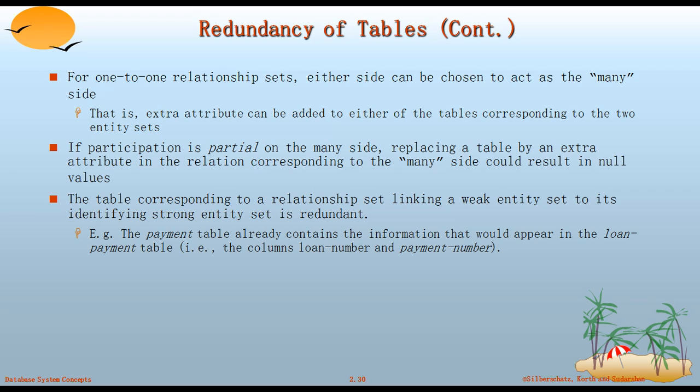For one-to-one relationship sets, either side can be chosen as the many side. This extra attribute can be added to either of the tables corresponding to the two entity sets. If participation is partial on the many side, replacing the table by an extra attribute in the relation corresponding to the many side could result in null values. The table corresponding to the relationship linking a weak entity to its identifying strong entity is redundant. The payment table already contains the information that would appear in the loan payment table. So the two columns, loan number and payment number, will be in the table.